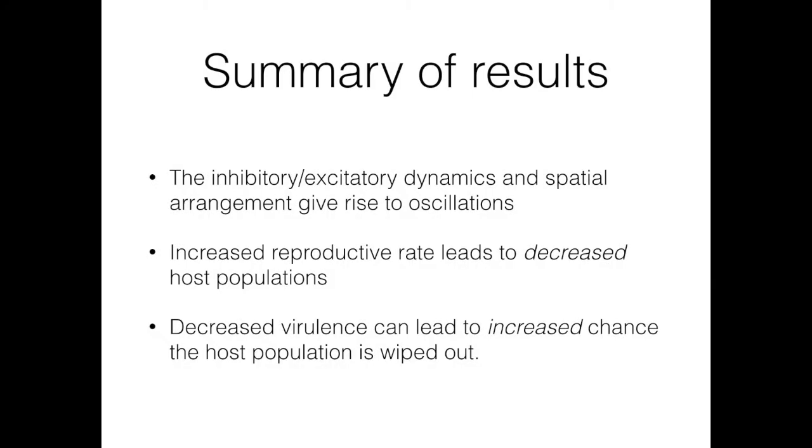So, to summarize, the inhibitory/excitatory dynamics of spatial arrangement give rise to oscillations in this model. We saw that increased reproductive rate actually leads to decreased host populations, and decreased virulence actually led to an increased chance that the host population is wiped out, and certainly to more infections and a less healthy population overall. So I really encourage you to play around with this model. It's pretty fun to watch.